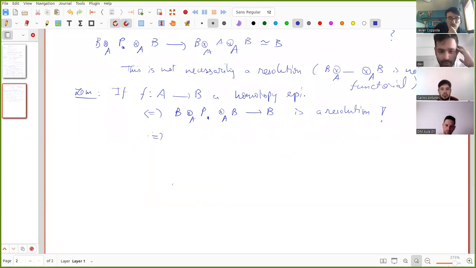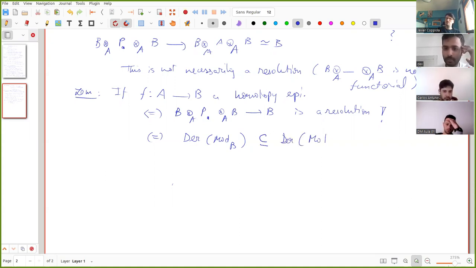And this is equivalent to another abstract statement. That is, if you take the derived category of B modules, then that embeds fully faithfully inside the derived category of A modules. Again, this is just a conceptual explanation, but it's not something you can compute in practice. This is the only thing that you can actually do in practice. You might be able to check whether this is a resolution if you have a good reason to believe it is.